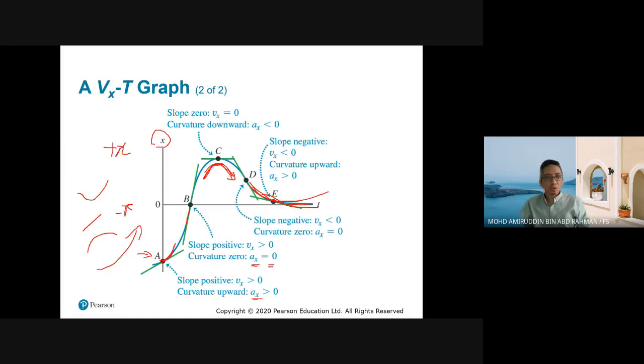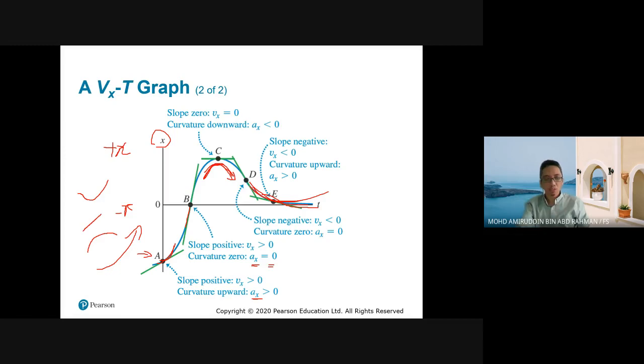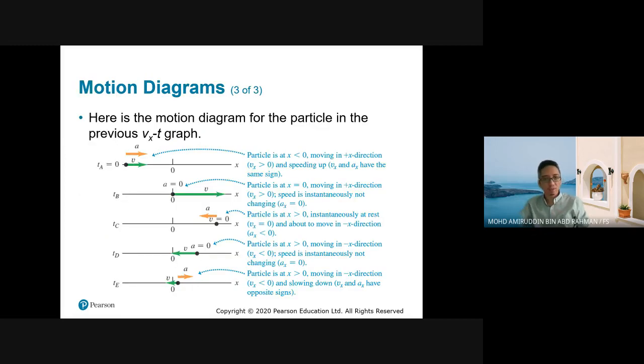And then at point D, it is at constant acceleration, so ax will be 0. Then the acceleration will be positive at point E because it will speed up again, but the velocity is still negative because the slope is negative. So you can relate that.